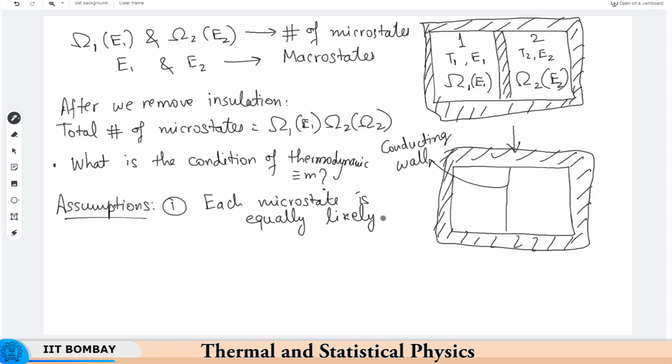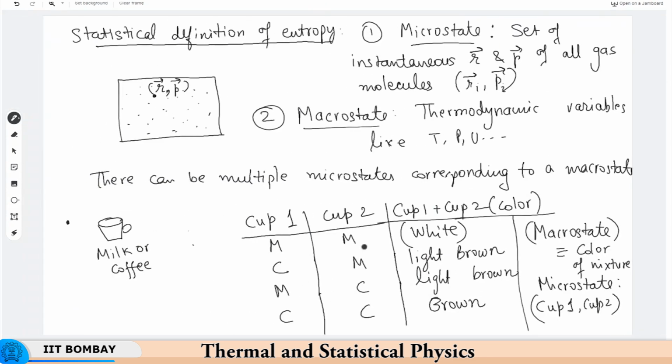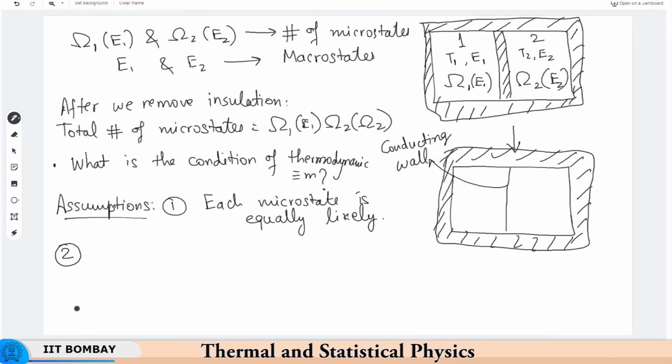So, the probability that I pick, say, there are two coffee cups, right. The probability of picking cup 1 with coffee and cup 2 with milk is equal to the probability of picking cup 1 which contains milk and cup 2 which also contains milk, right. So, all these possibilities have equal probability, all right. So, that is the first assumption.